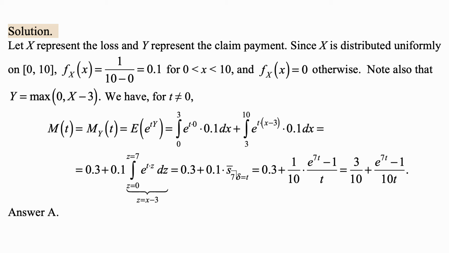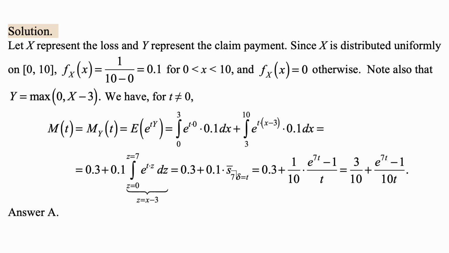And the first part of this integral, well, e to the 0 is 1, so this is the integral from 0 to 3 of 1 times 0.1 dx, and so it's an integral of a constant, and it equals that constant times the length of the interval. So 3 times 0.1, which is 0.3, plus the integral from 3 to 10 of e to the t times (X minus 3) times 0.1 dx. I'm going to call this X minus 3 Z, and as X runs from 3 to 10, Z runs from 0 to 7. I'm going to put the constant of 0.1 in front, and this becomes 0.1 times the integral from 0 to 7 of e to the tZ dZ.